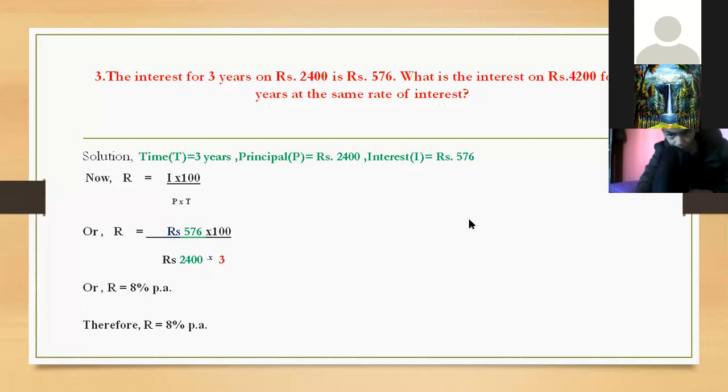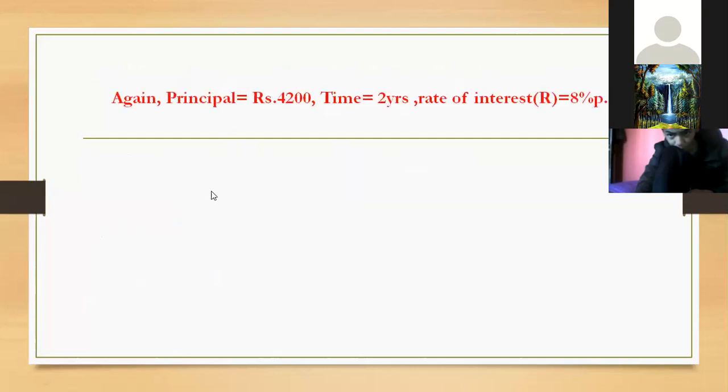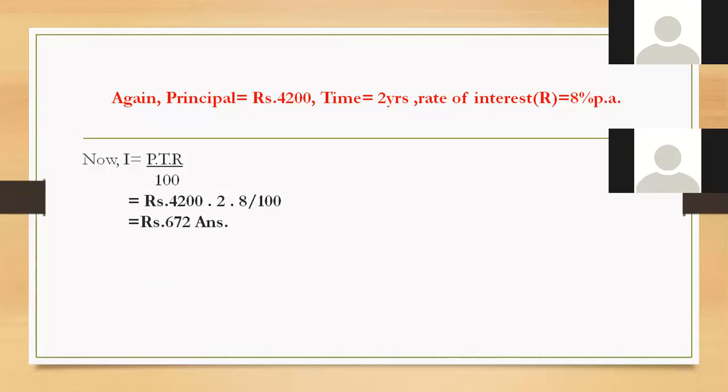Okay, second case. Again, principal is 4,200 for 2 years, rate of interest just found 8% per annum, and using interest equals P into T into R by 100. Then our values will be like this, and if you cancel them, you will get the answer 672. Have you got it like this? Yes, sir. You are absolutely correct.